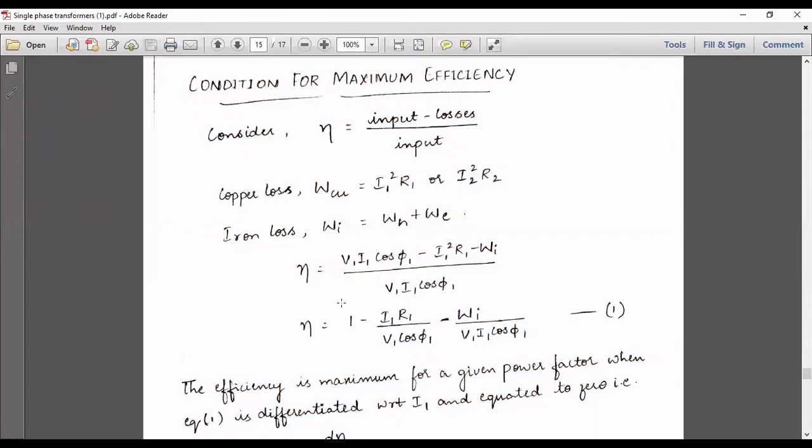So when the efficiency equation is simplified, eta will be 1 minus I1 square R1 by V1 I1 cos phi 1, minus WI divided by V1 I1 cos phi 1. Since I1 square and I1 cancel, it will be 1 minus I1 R1 by V1 cos phi 1 minus WI divided by V1 I1 cos phi 1. So this is equation 1.